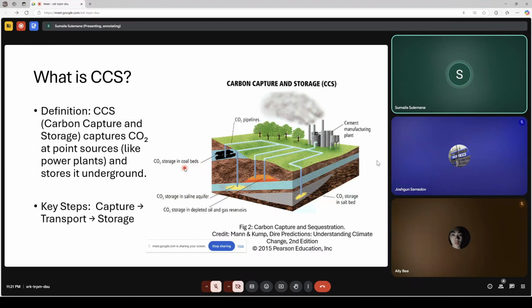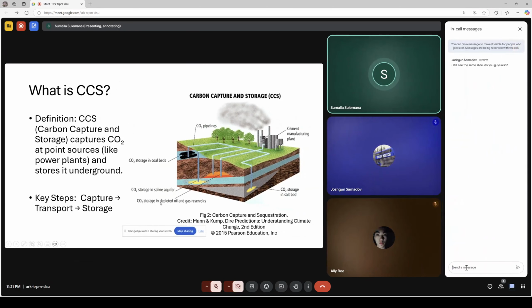So you can see we can store CO2 in coal beds. That's one way. And we can also store it in saline aquifers. That's also another way. Then we can store it in depleted oil and gas reservoirs.